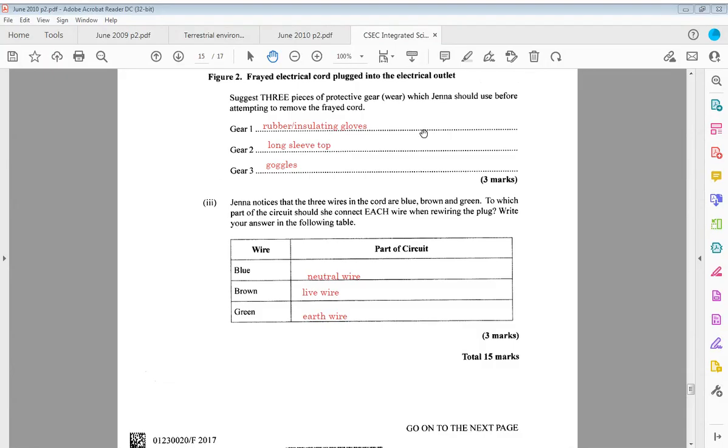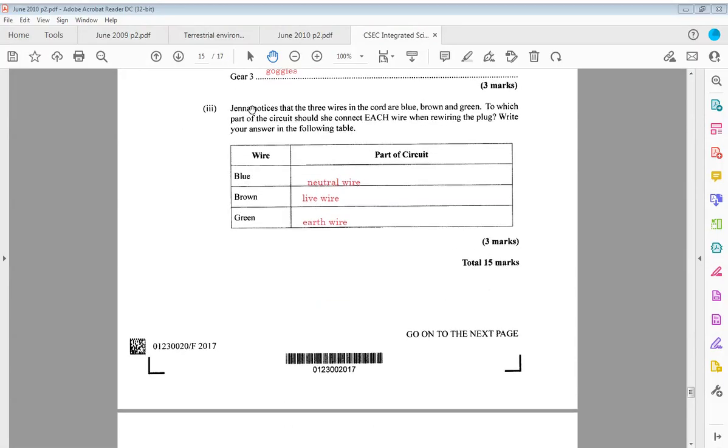If you had anything different, feel free to put it, right? Once it's protective wear and it's something that we could use in the case of possible electrocution or any sparking from electricity. Then three, Jenna notices that the three wires in the cord are blue, brown, and green, right? To which part of the circuit should she connect each wire when rewiring the plug? Write your answer in the following table. So the blue we know is the neutral, brown is the live, and the green and yellow, or in this case green, is the earth wire.